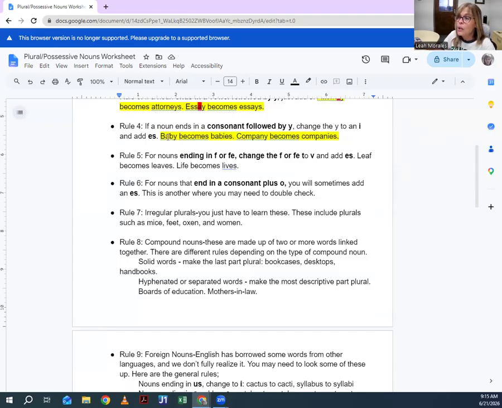But you see here, you have a consonant. You have a B before your Y. And here you have an N before your Y. So you have a consonant followed by a Y. So you change the Y to an I and add ES. Okay? For rule number 5, for nouns ending in F or FE, change the F or FE to V and add ES. So what that means is leaf becomes leaves, life becomes lives, right?